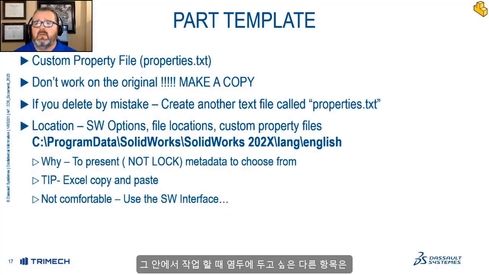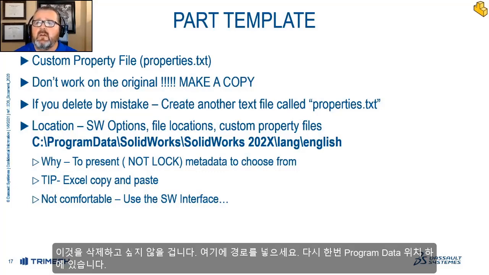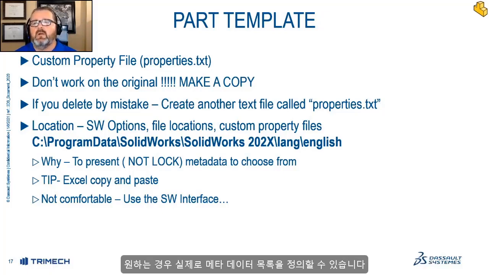The other item that you want to be mindful of is when you're working within that property area, there's a drop-down list that you can get exposed to called the custom property file. You're not going to want to delete this, and I put the path in here. It's once again under that program data location, so you'll want to explore this. And this is where you can actually define the metadata list if you wish to.